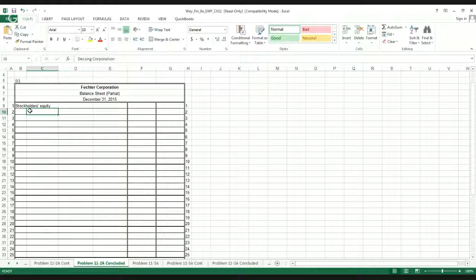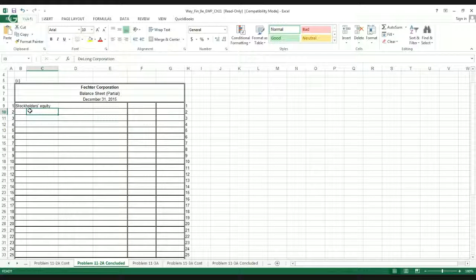So let's read it. Fector Corporation had the following stockholders' equity accounts on January 1st, 2015. So they had common stock, $5 par, so that's $500,000. Paid in capital in excess of par, common stock was $200,000. They had retained earnings of $100,000. And in 2015, the company had the following treasury stock transactions.